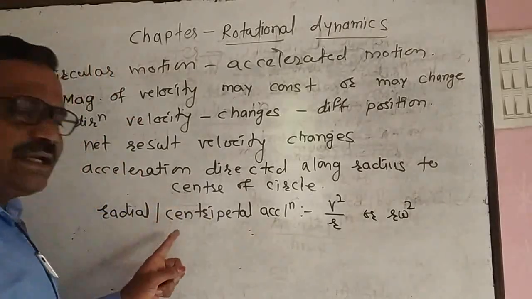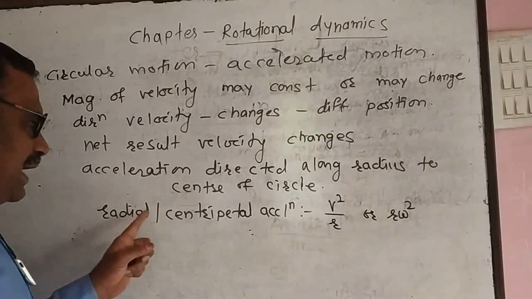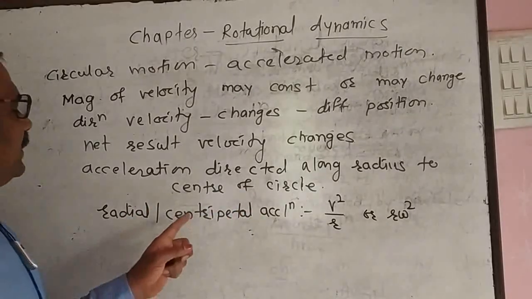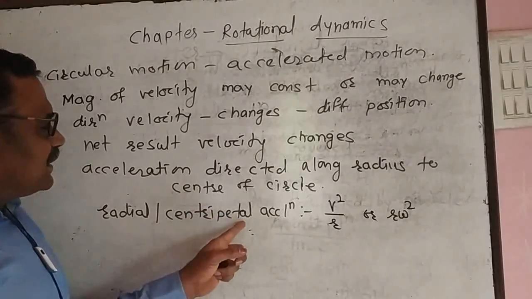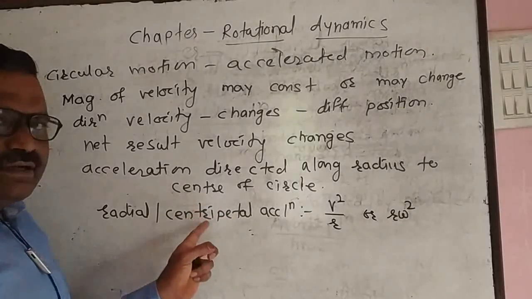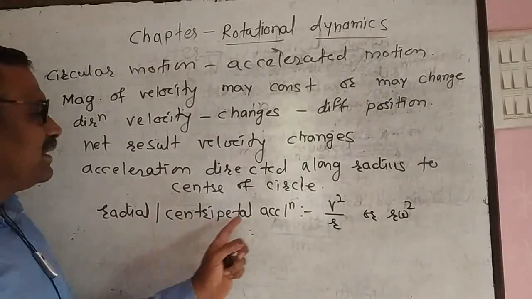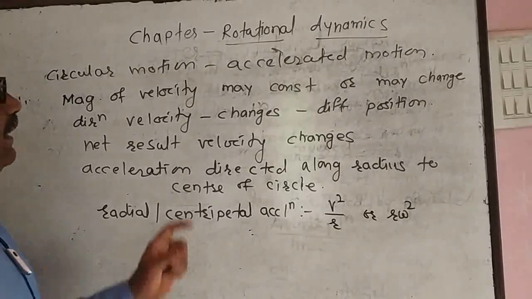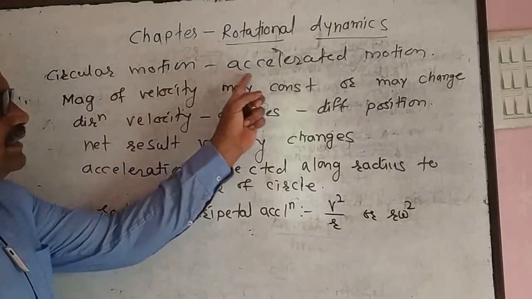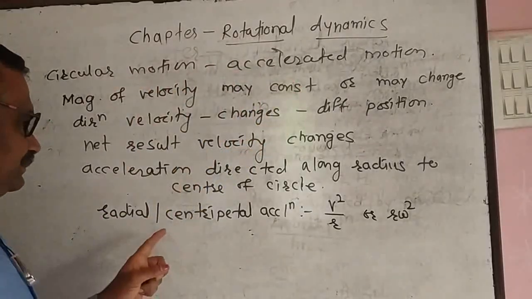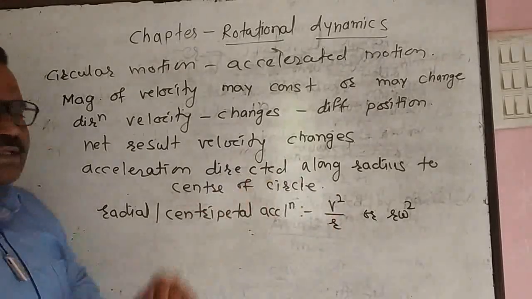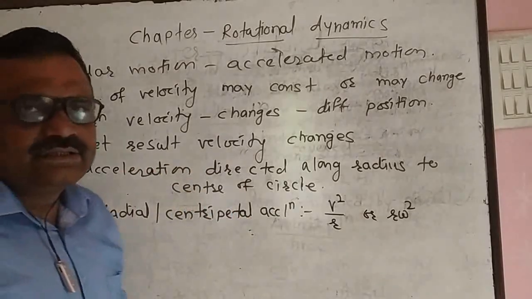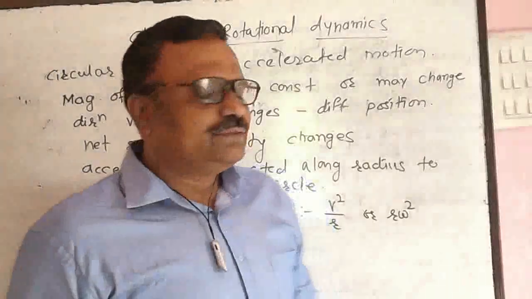This acceleration is acting along the radius and is directed towards the center of the circle. It is directed towards the center of the circle, and therefore it is known as center seeking acceleration, center loving acceleration, or centripetal acceleration. In this way, circular motion is an example of accelerated motion, and we have calculated this acceleration. Now, the next topic is centripetal force.